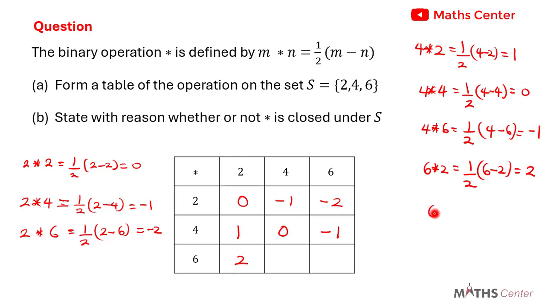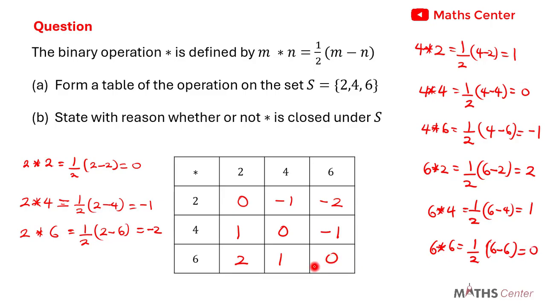The next one is 6 star 4. By comparison, m will be 6, n will be 4. So we are going to have half times 6 minus 4. 6 minus 4 is 2. Half times 2 gives us 1. And the last one is 6 star 6. By comparison, m will be 6, n will be 6. So we have half times 6 minus 6. 6 minus 6 is 0. Half times 0 gives us 0.